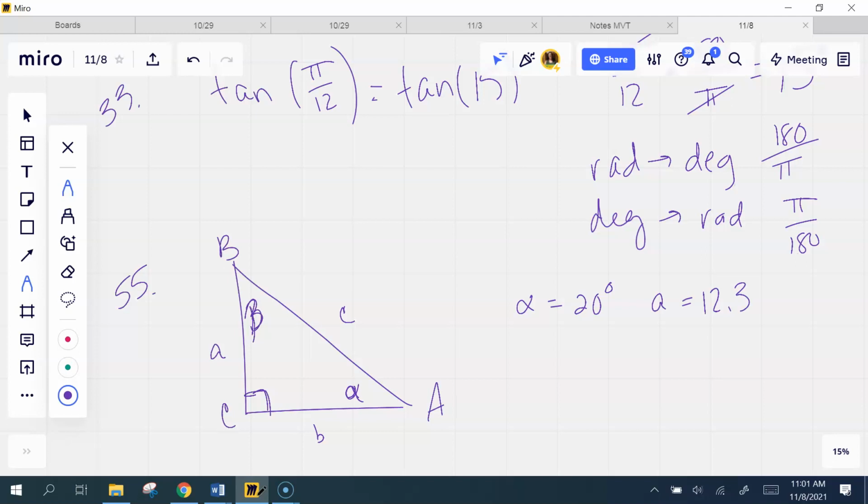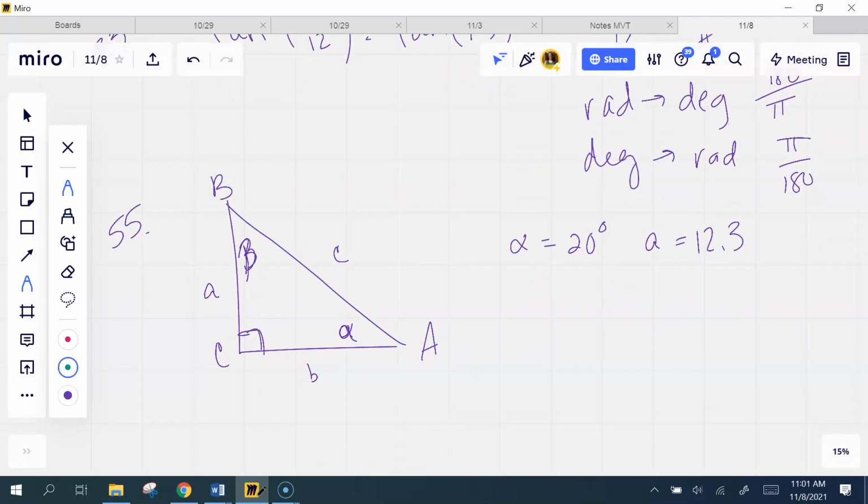Is that a equals 20 degrees? Alpha is 20 degrees. Let's work through this one because this one's going to be a little bit harder. All right, so if alpha is 20 degrees, what's beta? 70. Got to be 70, right? Because those two make up 90 degrees. Little a is 12.3, but uh-oh, I have a bit of a conundrum. I have one side and all the angles. Can I find the remaining sides? Yes.